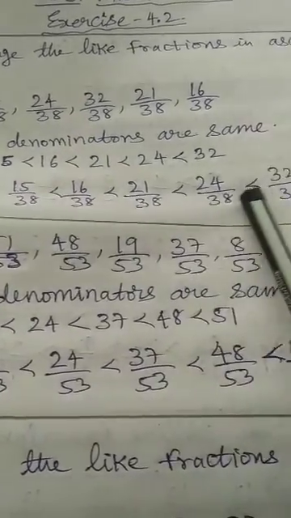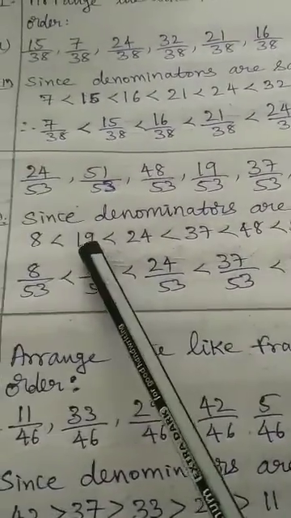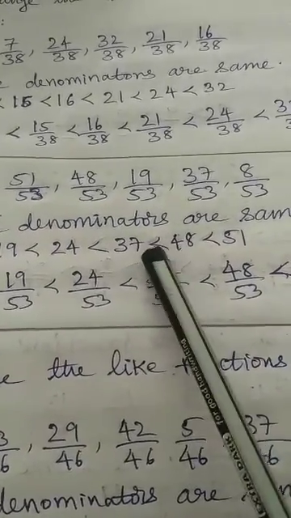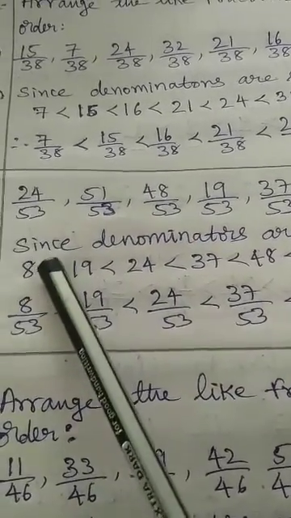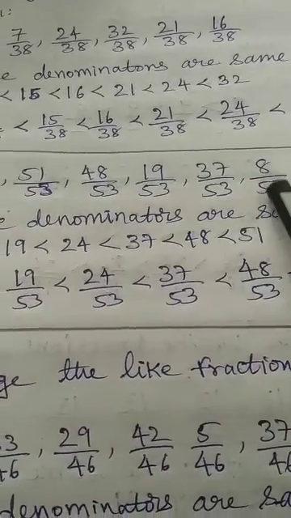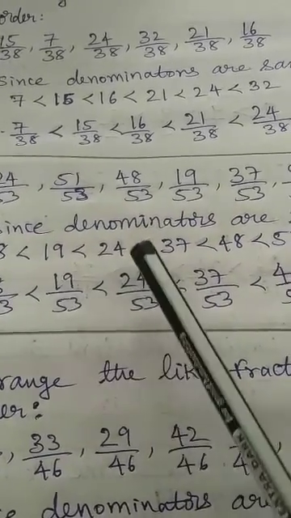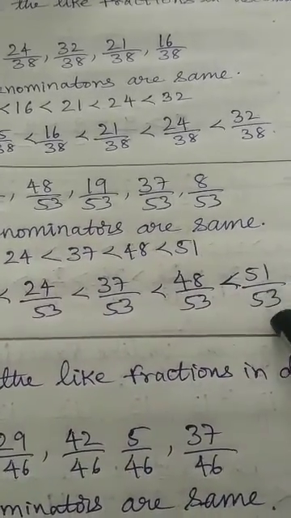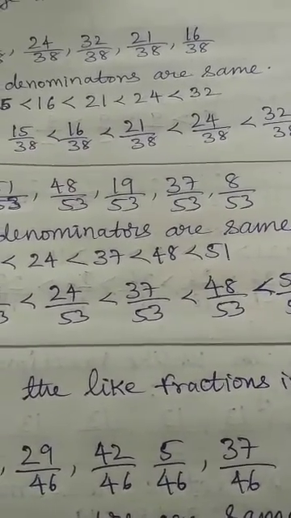Small to big fraction. Similarly, B question also, since denominators are same, arrange the numerators in ascending order. 8, 19, 24, 37, 48, 51. These numerators are in ascending order. Next step is write their fractions. 8 means, where it 8 by 53. Denominators are same. 19 means 19 by 53, 24 by 53, 37 by 53, 48 by 53, 51 by 53. So these fractions are in ascending order. Understood?